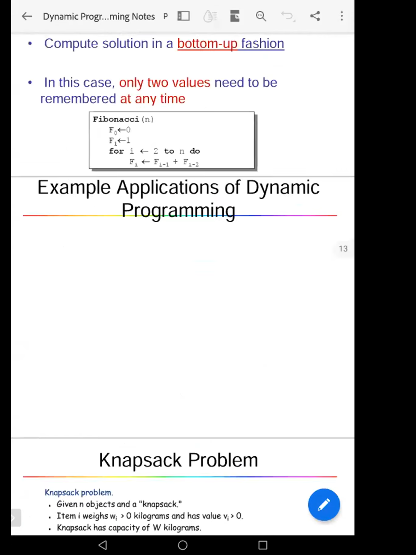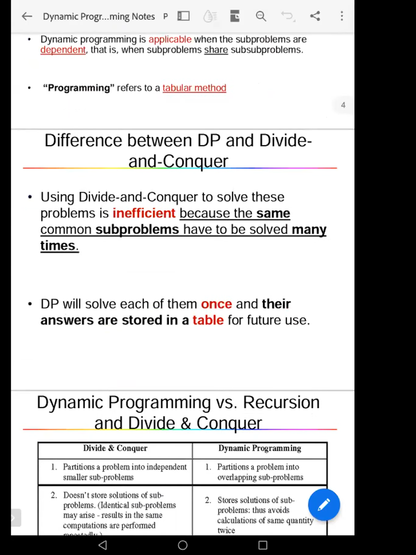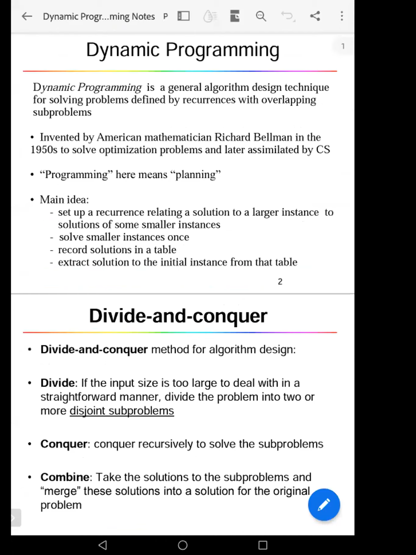So this is another design technique, a very important one: dynamic programming. Dynamic programming is a design technique normally used for solving optimization problems. Some commonly used problems which we can solve using dynamic programming are matrix chain multiplication, the traveling salesman problem, and the knapsack problem. The shortest path problem can also be solved using dynamic programming. The all-pairs shortest path problem is the most generalized algorithm for solving the shortest path problem.